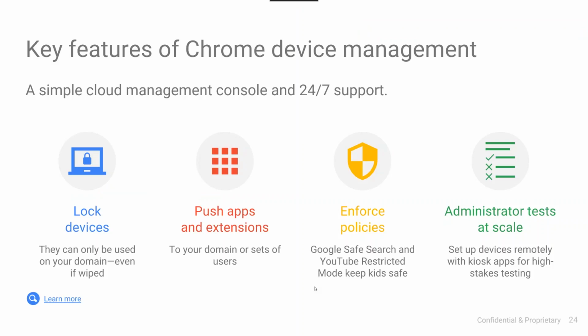So, some of the key features of Chrome device management. You're able to lock devices. Once you enroll devices, you know which devices you have. You have serial numbers and all kinds of information that you can attach to them. But let's say a Chromebook goes missing or gets lost. Well, you have the ability to disable those Chromebooks very easily.